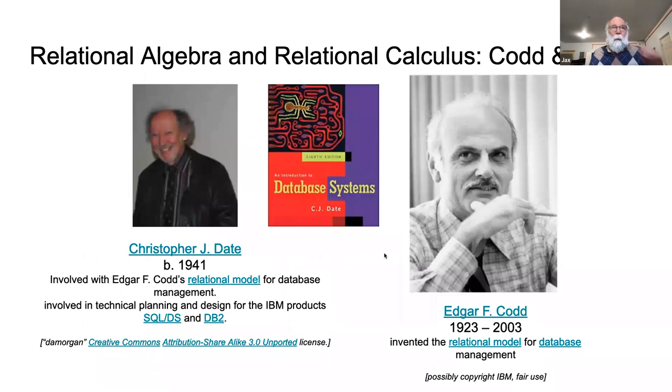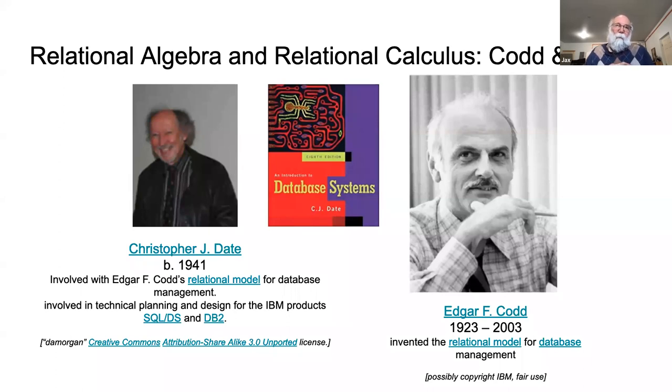And during this time, starting in the late 60s and through the 1970s and up to the 1980s, Christopher J. Date and his mentor, Edgar F. Codd, were working out the mathematical science of relational algebra and relational calculus.